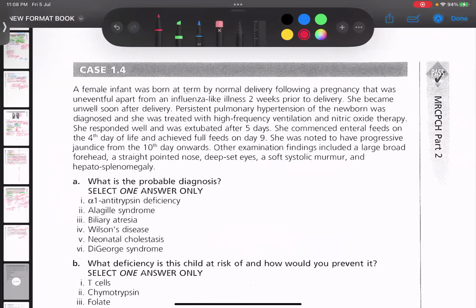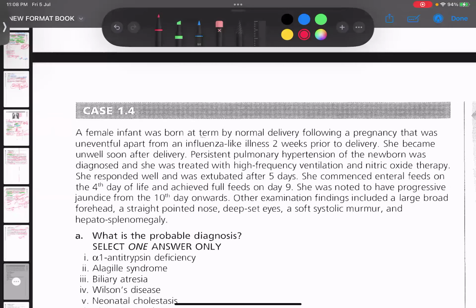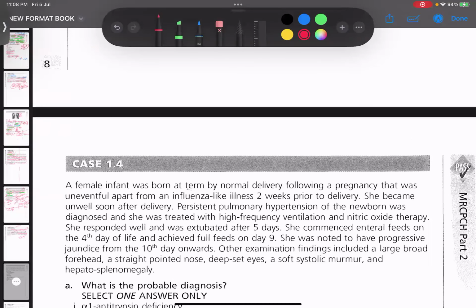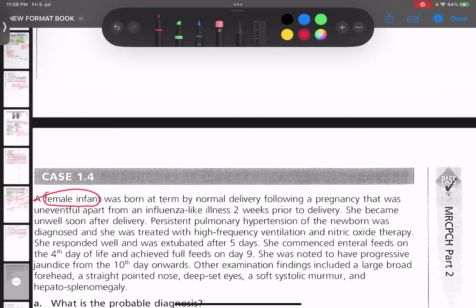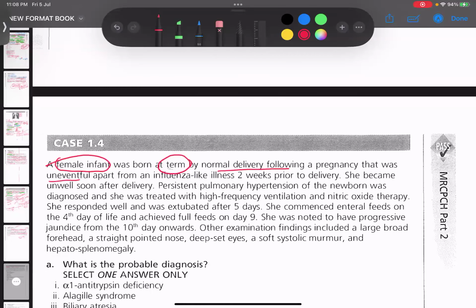This one I found to be very, very interesting. See this, we are not looking into the differentials. Please don't look into differentials or ignore it. Okay. So we have a female infant born at term by normal delivery following a pregnancy that was uneventful apart from influenza-like illness 2 weeks prior to delivery.